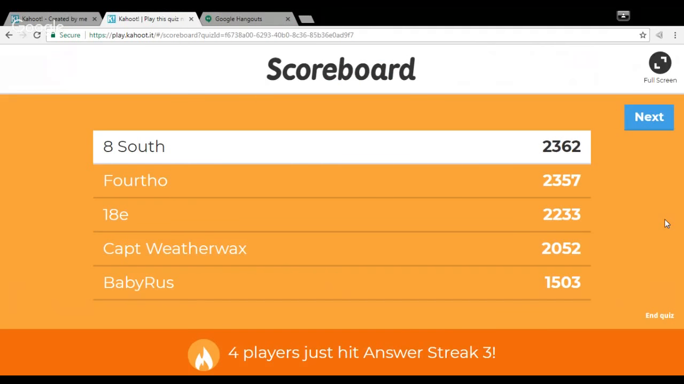Coming in that lead at 2,300 points. We have Fourtho still staying strong in that second place. We have 18 East coming in at third. Captain Weatherwax, way to go, picking it up. And we have Baby R Us dropping into the bottom.